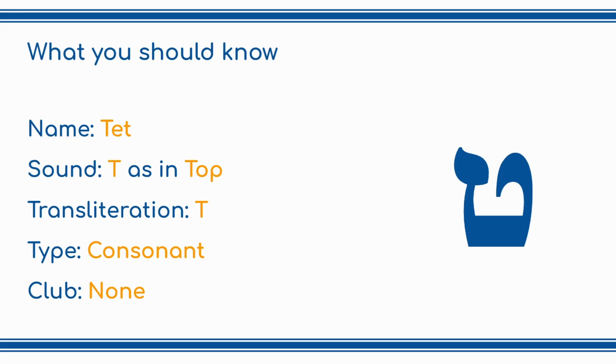Okay, don't get it confused with the Begadkefat. There's another letter that makes the T sound. This one's not the one that's in that group. There's a different letter, which you will learn later on. So don't get this one mixed up with that. Right? So this is what you should know moving on.